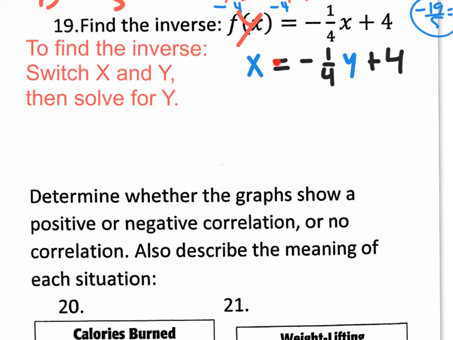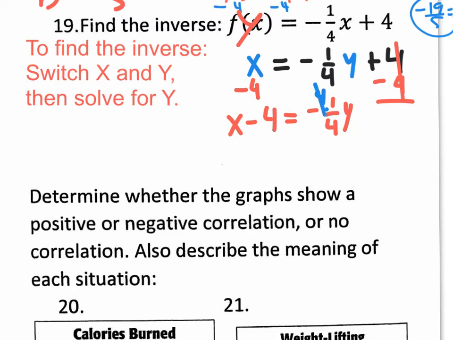So y is obviously on the right side of the equal sign. I need to get y all by itself. Let's get rid of the plus 4 first, so we're going to subtract 4 right here. Cancels. Subtract 4 over here. You're going to have a new equation that says x minus 4 equals negative 1/4 y. So if you want to get rid of the fraction, you could multiply everything by 4.